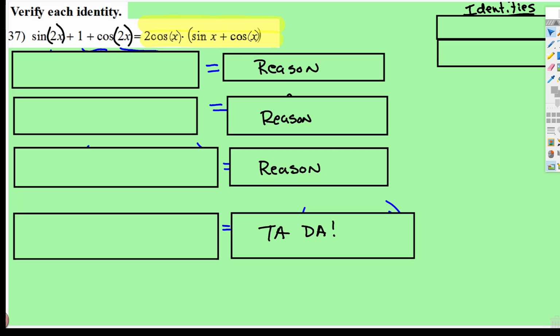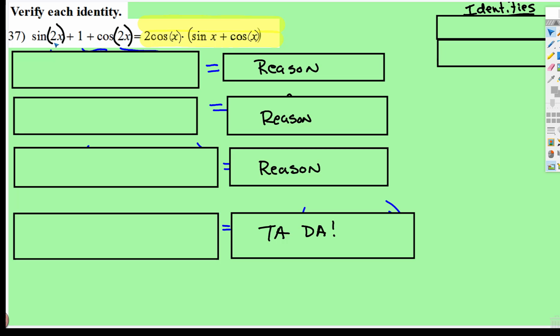So let's do an example. So look at what we have. We have sine 2x or 2 theta plus 1 plus cosine 2 theta. And then it equals all this stuff over to the right. And I don't even care about that really. I mean, I'm going to pay attention to it, but we're not changing anything on this side.